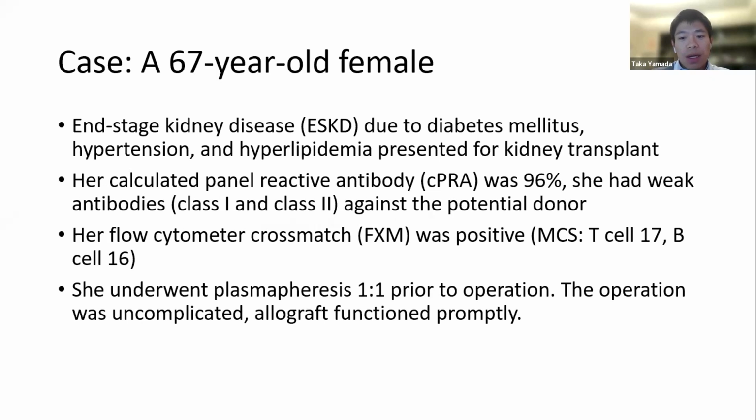A 67-year-old female had end-stage kidney disease due to diabetes, hypertension, and hyperlipidemia. She presented here for a kidney transplant. Her calculated panel reactive antibody, CPRA, was 96%, and she had weak antibodies, both class 1 and class 2, against the potential donor. Her flow cytometry cross-match was positive, and the MCS was 17 in T cells and 16 in B cells.